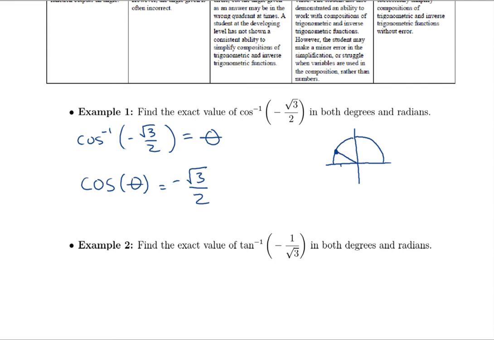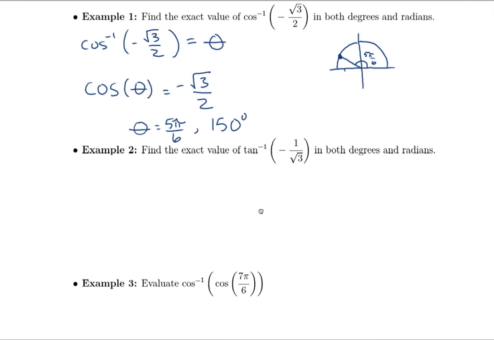So we, of course, know that that is 5 pi over 6. So we can say theta equals 5 pi over 6, or in degrees, of course, 150 degrees. Now, are there other angles that give you negative root 3 over 2? Yes, 7 pi over 6 would do the trick, but it is not between 0 and pi. So we've got to remember, cosine inverse only gives the upper half of the unit circle.